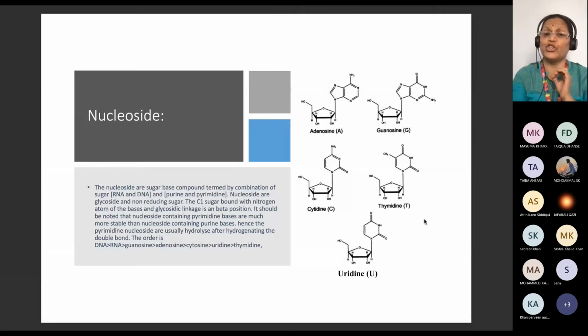Now depending on the sugar, if you are using ribose sugar, then this nucleoside will be from RNA. If you are using deoxyribose sugar, then it will be a nucleoside of DNA. Clear? Hence the pyrimidine nucleosides are usually hydrolyzed after hydrogenating the double bond. The order is DNA is greater than RNA, greater than guanosine, greater than adenosine, greater than cytosine, greater than uridine, greater than thymidine.